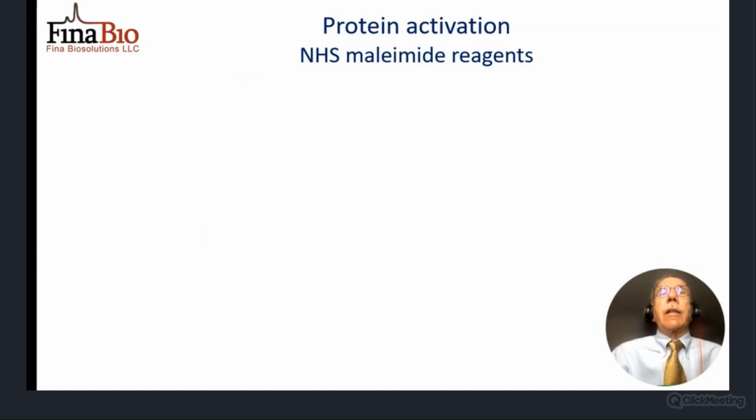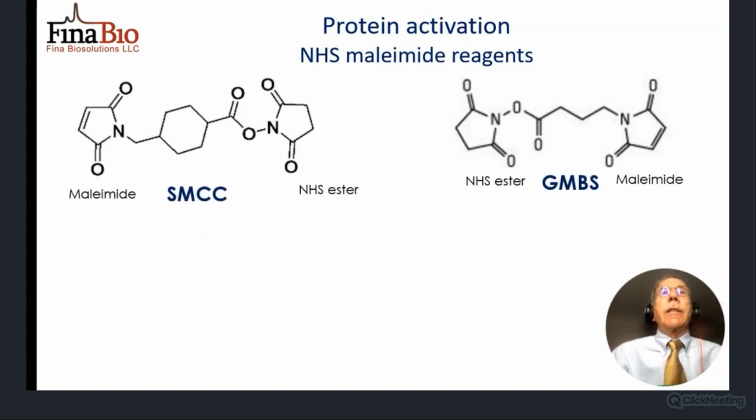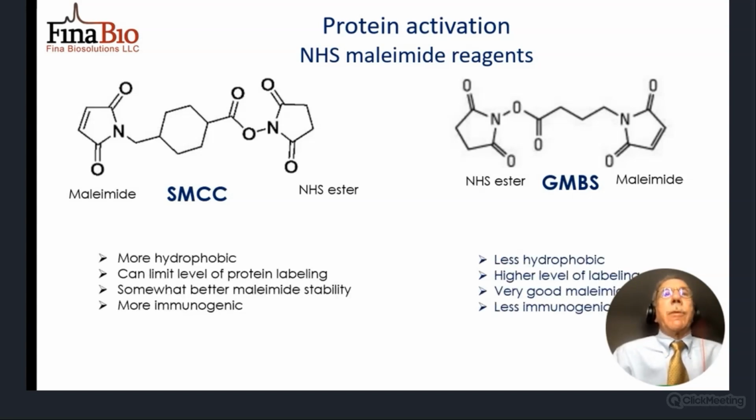Among these NHS reagents are SMCC, shown on the left, and GMBS on the right. I would say SMCC is probably the most widely used maleimide reagent, but it's not one of my favorites because it is much more hydrophobic than GMBS. This can limit the amount that you can add to CRIM. Although the maleimide is somewhat more stable than the one on GMBS, the GMBS maleimide is in fact very stable.